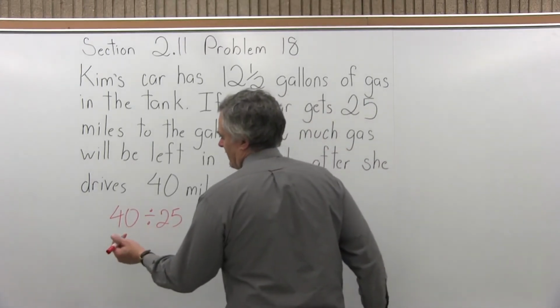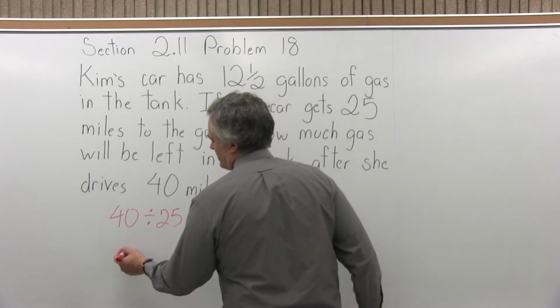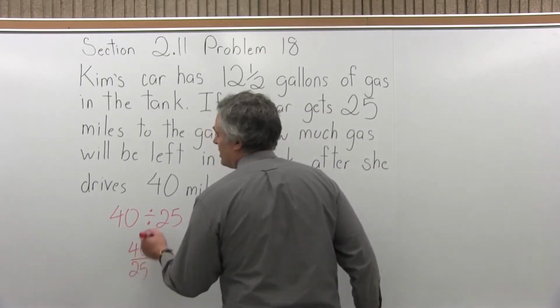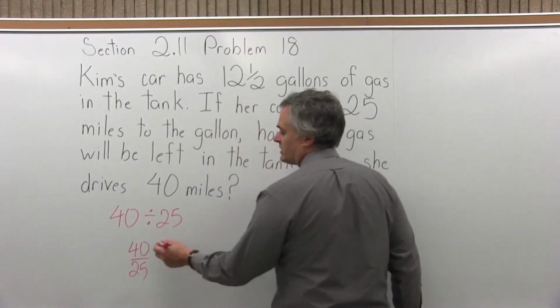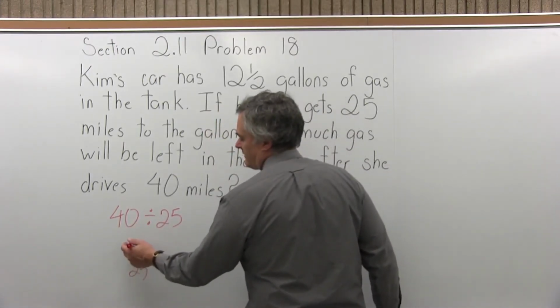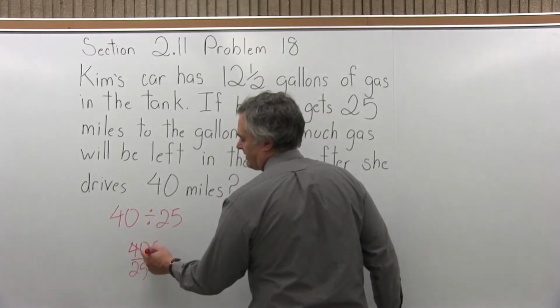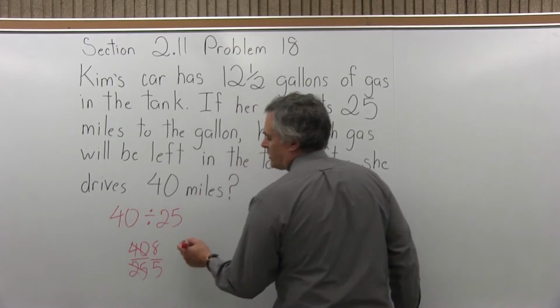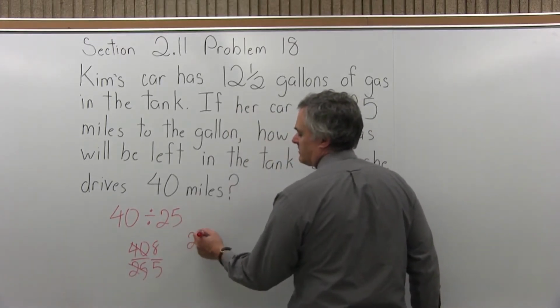So we can actually write that as a fraction, 40 over 25, that's what that division means. Or we can go ahead and do out the division, and this would reduce, you can see 5 goes into the top 8 times, 5 into the denominator 5 times. And if you do the division, you'll get the same answer.